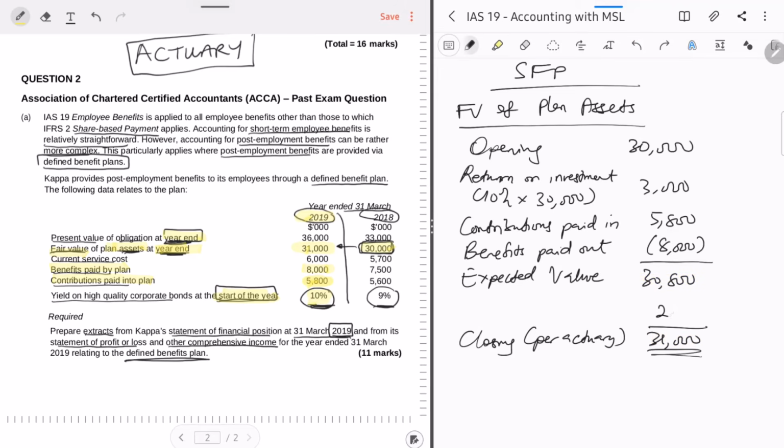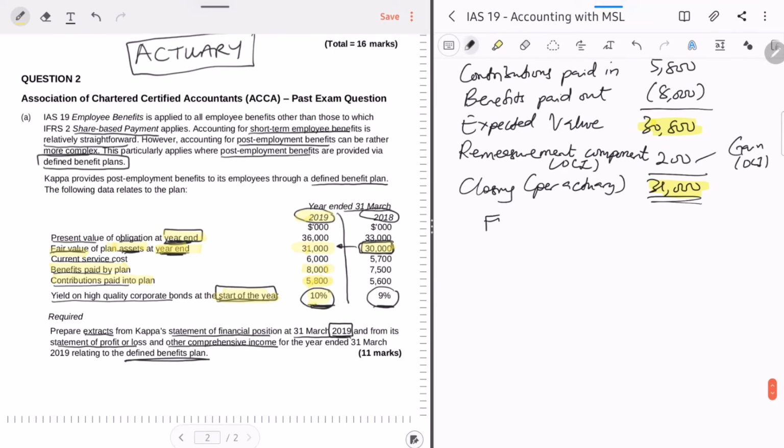So you put here 200. We call this, as usual, your remeasurement component, which will go to OCI. Is this a gain or a loss? Easy. I was expecting good assets of 3,800. Actually, we have 31,000. I've made a gain, right? So this is a remeasurement gain that will go to OCI.